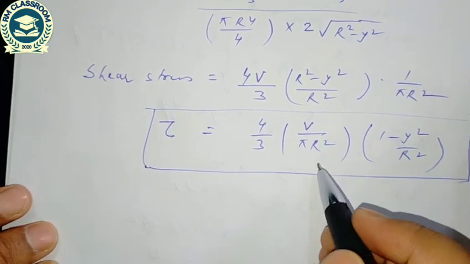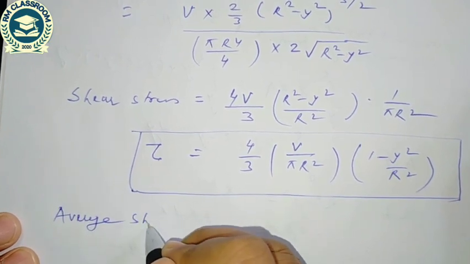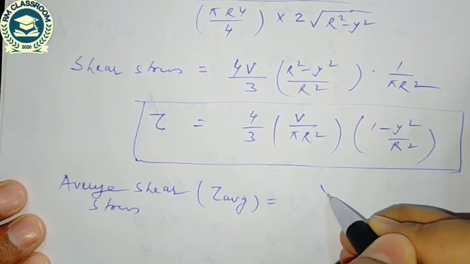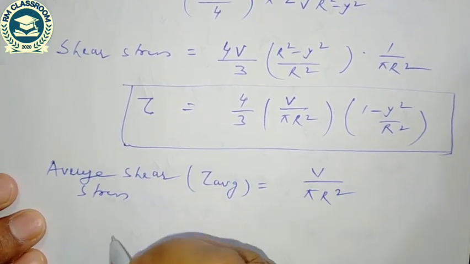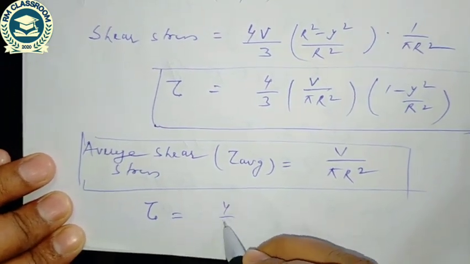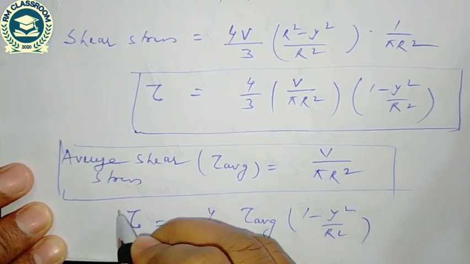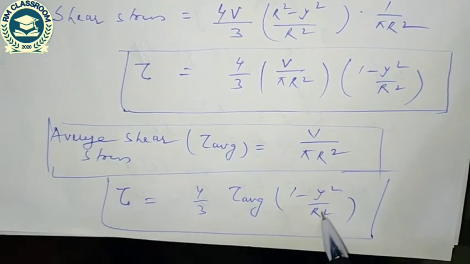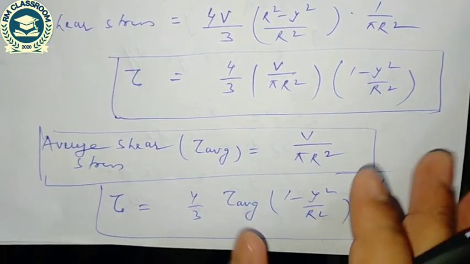So V by pi r square is the average shear stress, tau average, which can be written as shear force by area. So area is pi r square. So this equation, shear stress, can be written as 4 by 3 tau average into 1 minus y square by r square. So when will the shear stress be maximum? When this value is 0, and this value is 0 at which point? At the neutral axis, where the value of y is 0.